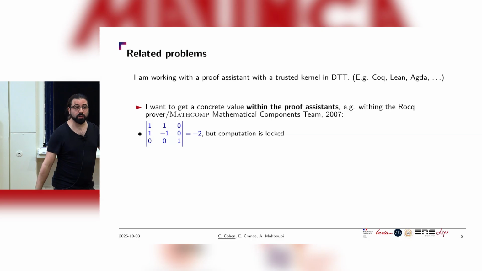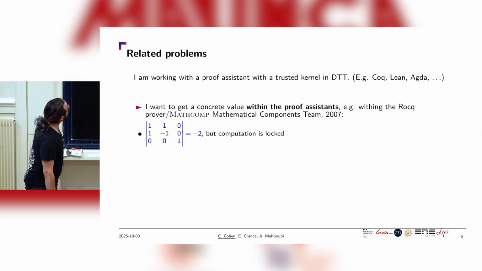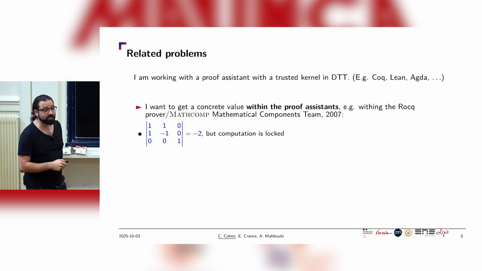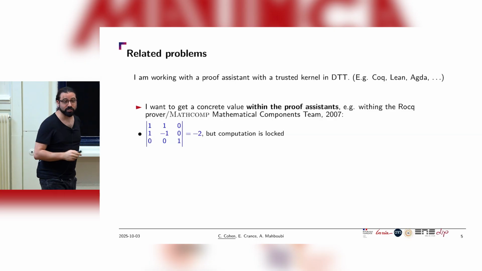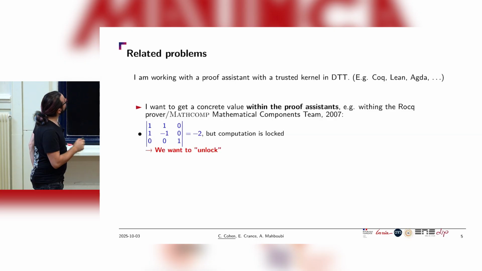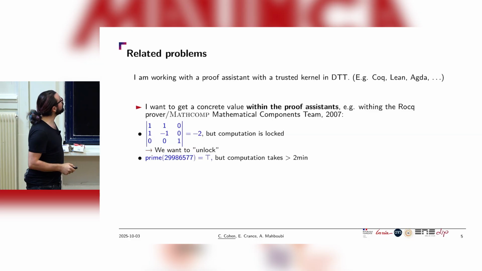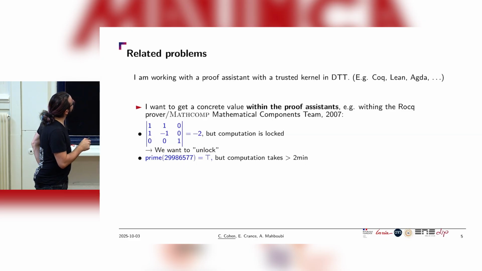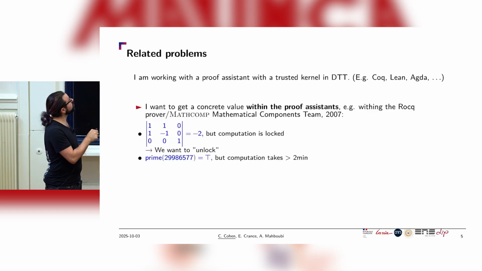All these problems, for me, they boil down to problems that I used to have more than 10 years ago. At some point during my PhD studies, I had this simple matrix, and I couldn't even get the determinant, and this was frustrating because all the computation was locked, and I wanted to unlock. So this is an instance of the first problem, actually. The same can occur with a primality test, where the computation will take more than 2 minutes, which is way longer than you want to wait for such a small number.